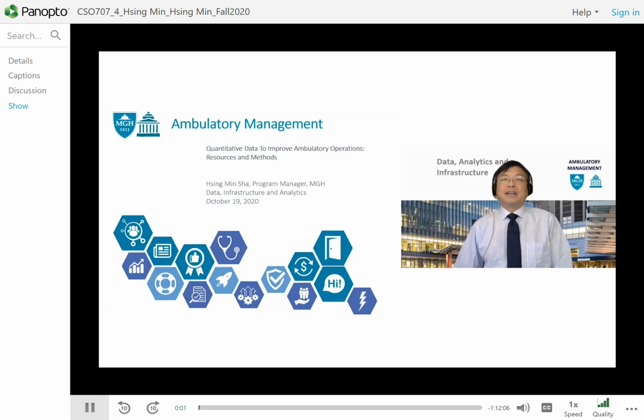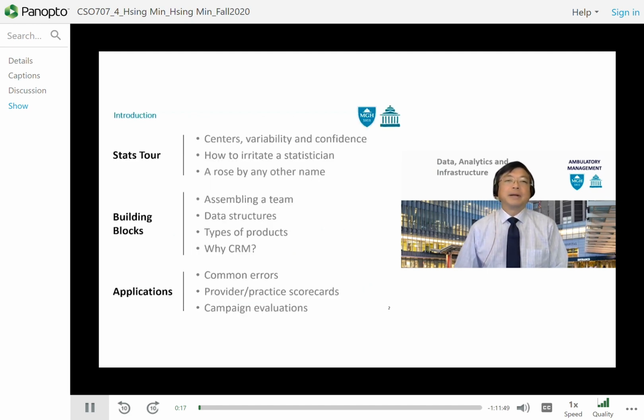My name is Sha Hsing. I am Program Manager for Data Analytics and Infrastructure in Dr. Inga Lennis's division, specifically part of the Ambulatory Management team. I'll be discussing quantitative data usage from a data and reporting resources and methods perspective.